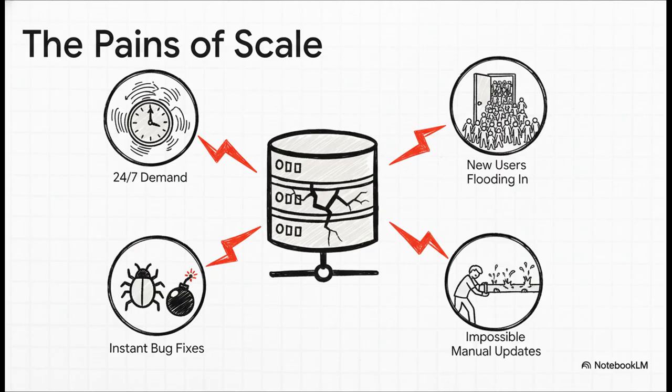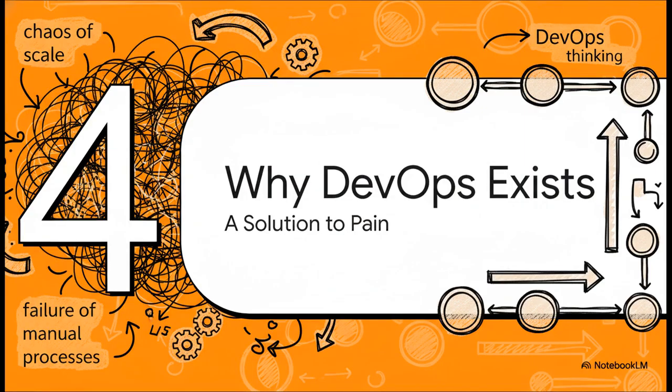Your poor servers start buckling under the heavy load, and trying to update everything by hand? Yeah, that becomes a guaranteed recipe for total disaster. This isn't just an inconvenience. This is real operational pain. It is precisely this pain, the chaos of trying to grow, and the absolute failure of doing things the old, manual way that created the need for a completely new way of thinking. This is exactly why DevOps was born.